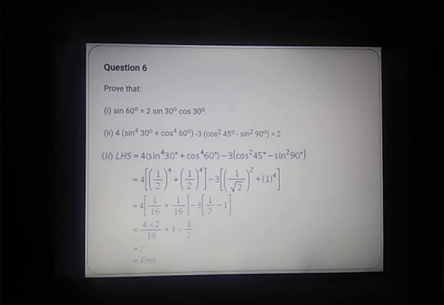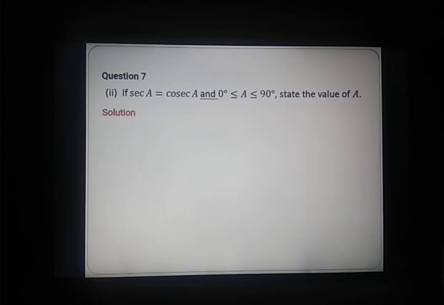Pause the video to note down. Okay, now in 7th question, it is given that, so the first question you will do by yourself. In fact, when we are solving this, you will see that the first question will also come in the very same question. So the first question is also covered in this particular question.